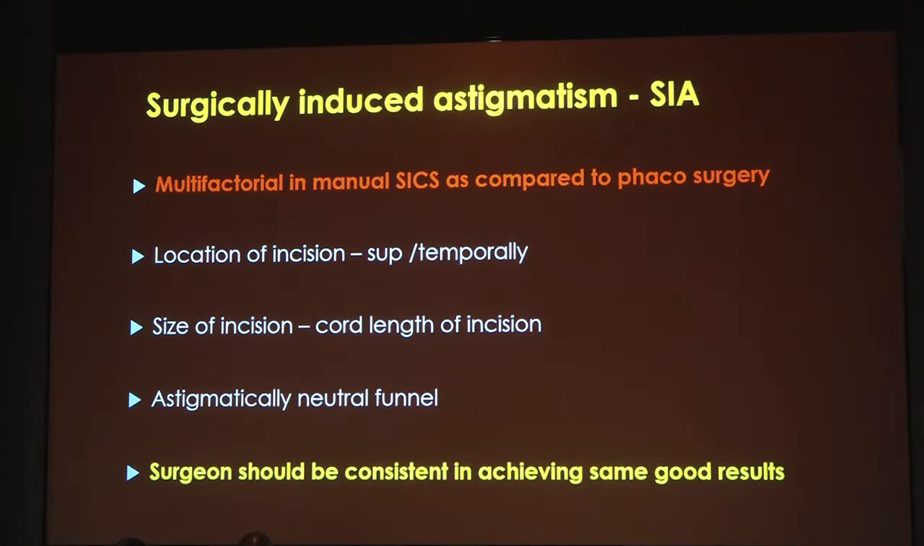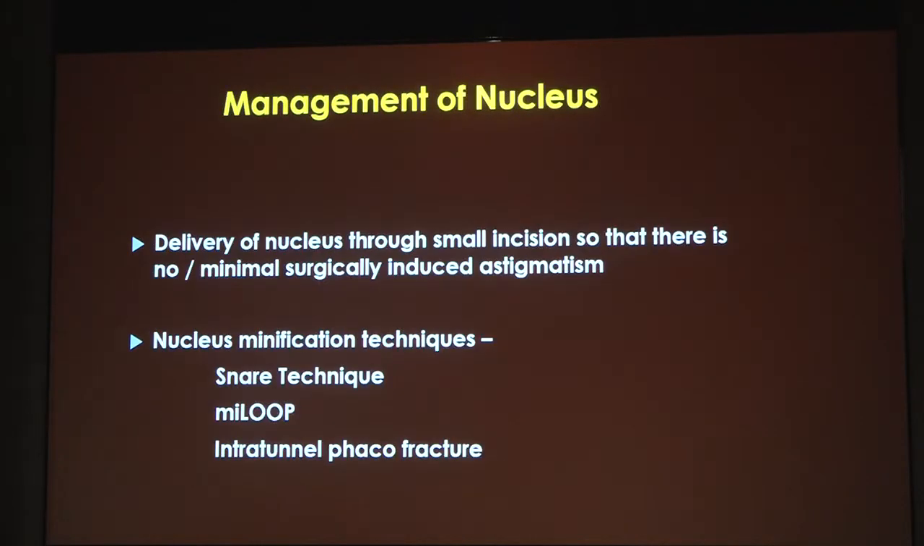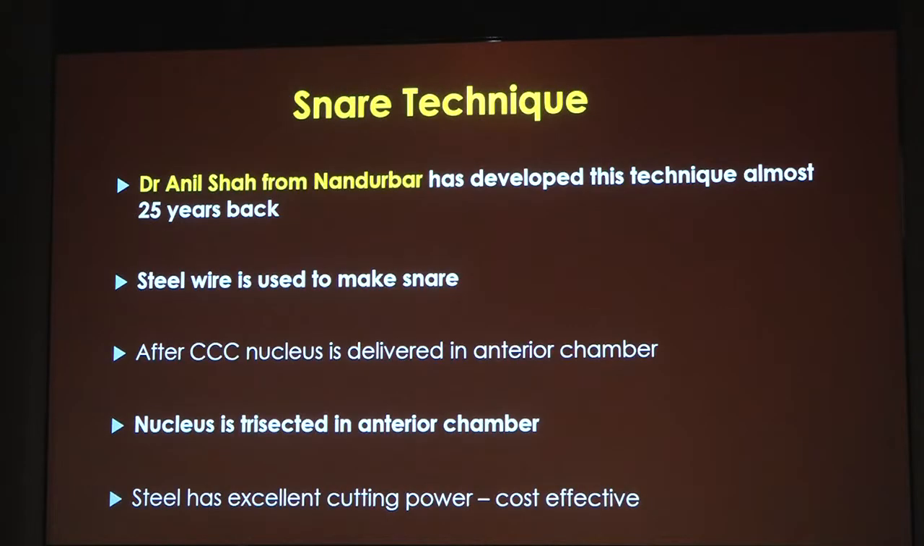So as I said, surgical induced astigmatism is most important. It is multifactorial in manual SICS as compared to phacosurgery, and the surgeon should be confident and consistent in achieving the same good results. Now comes the nucleus delivery or nucleus management. Now hard nucleus, large nucleus, removing through a small tunnel is really challenging. So there are certain minification techniques which are used.